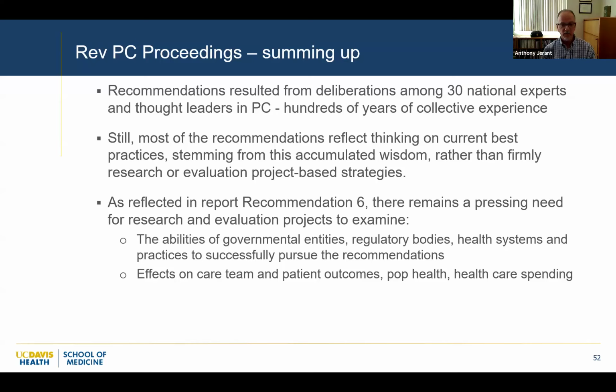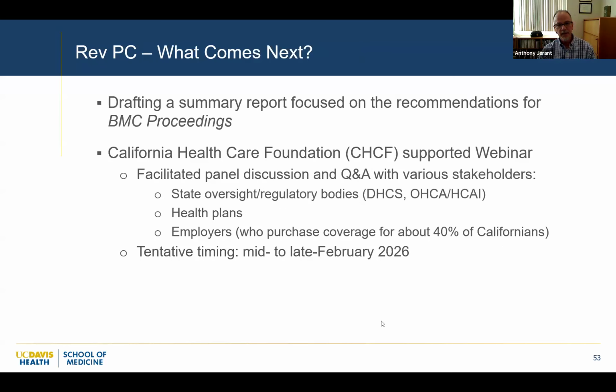How successful can governmental entities and regulatory bodies and health systems be in not only pursuing these recommendations, how much can they actually attain, but then what is the bang for buck? We have circumstantial evidence, we have some research evidence, but there needs to be a lot more. And what are the effects then on the care team, patient outcomes, population health, and healthcare spending?